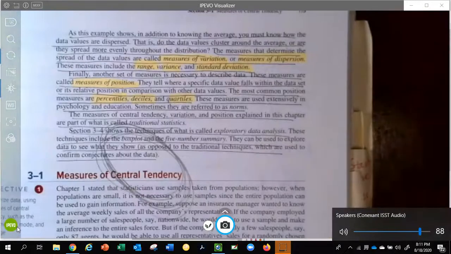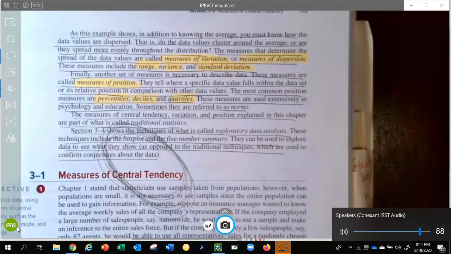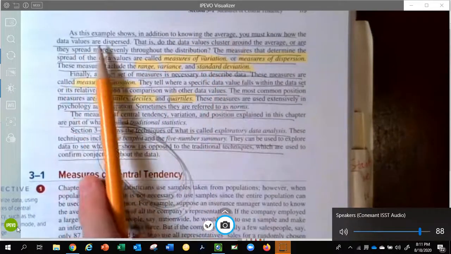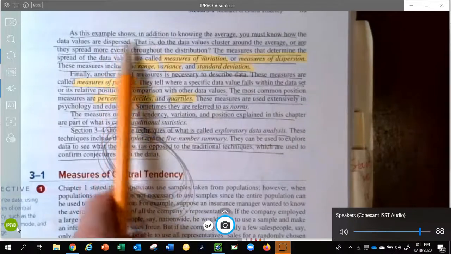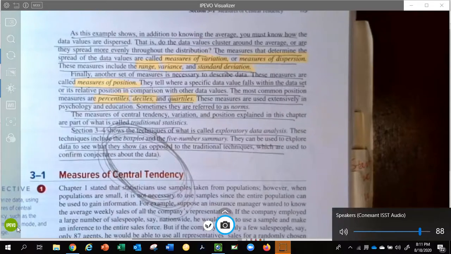I'm going to the top of the next page, and it says, as this example shows, in addition to knowing the average, you must know how the data values are dispersed. Now we're going to read through a whole lot of stuff in this set of paragraphs that you don't need to know right now, but I like to go ahead and read them. If we were in class together, we'd be jumping all around the room and everybody reading different parts and pieces, and I would be stopping you, and anyway, we would start back, we would talk about stuff. You get to hear me.